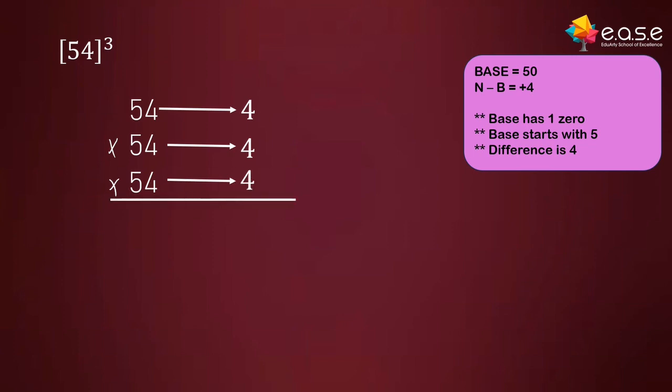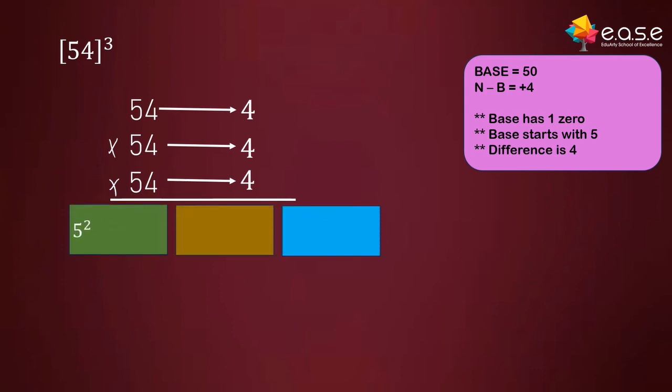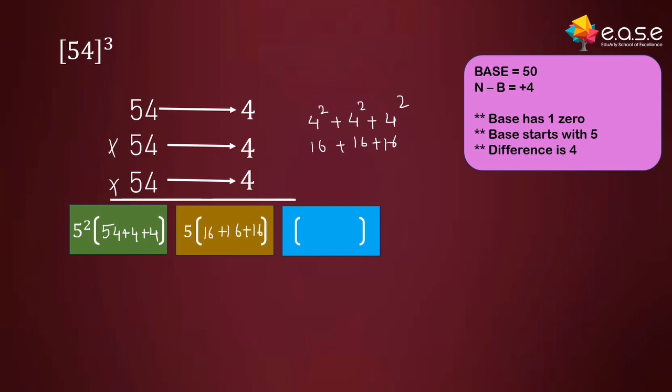Correct? Okay. We are multiplying three numbers with each other, so we are going to get our answer in three parts. What do we write first? 5 square, then 5, and then nothing. We are going to put a bracket here, and a bracket here. In the first bracket, what are we going to write? That's going to be 54 plus 4 plus 4. In the second bracket, it is the square of the difference, 4 square plus 4 square plus 4 square, which is equal to 16 plus 16 plus 16. So let us write it down like this. And in the last one, we are going to write down 4 cube. Correct? Now let's see.